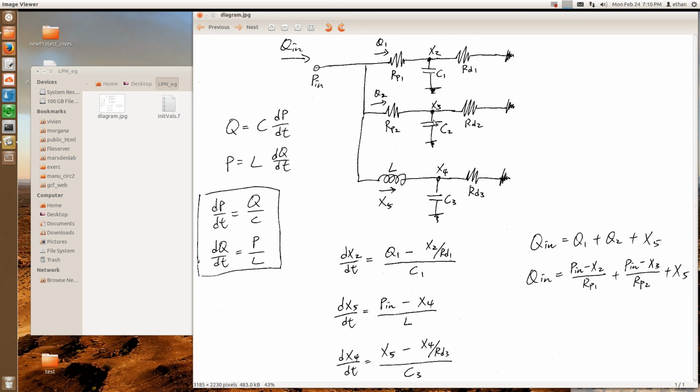And for this element, it's equivalent. It's pretty much exactly the same. I'll let you figure out what that is. You can figure it out the same way as this equation. And then let's look at the inductor now.